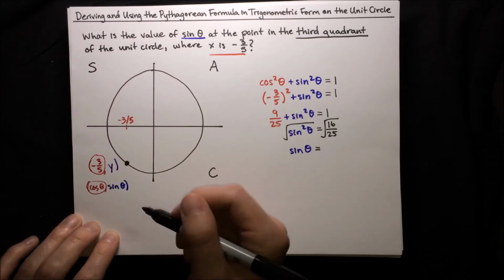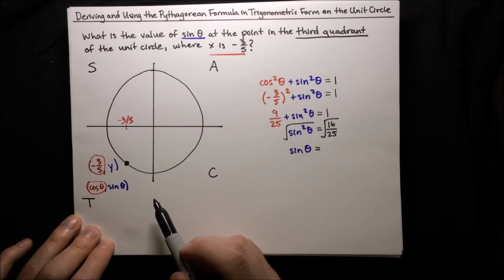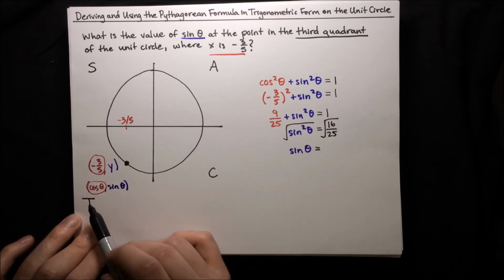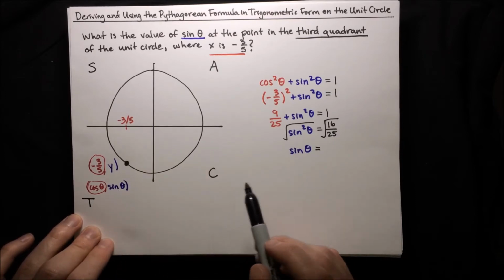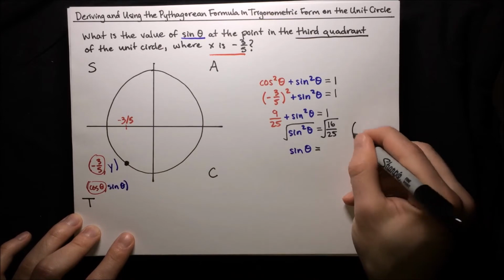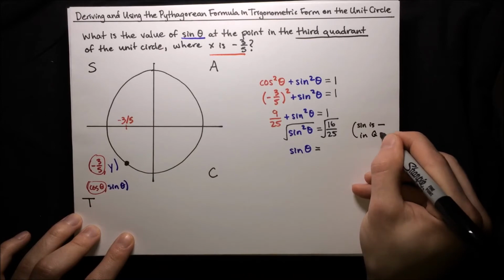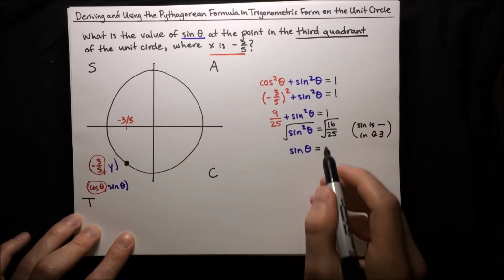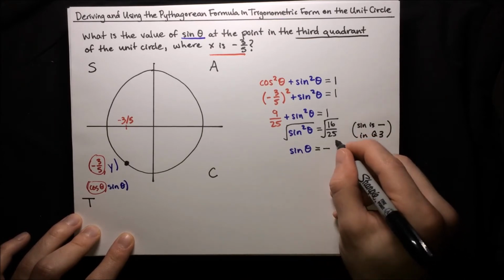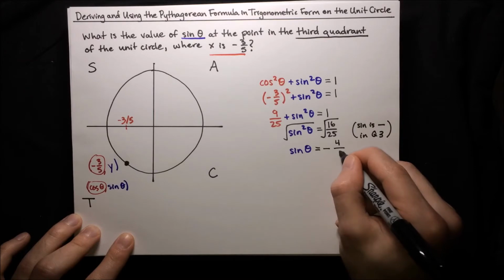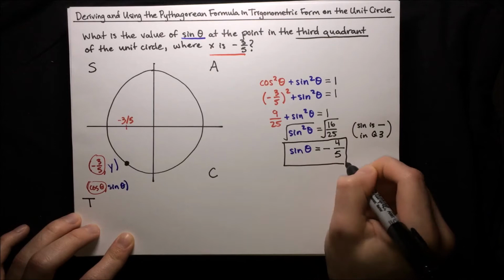Sine only is positive in this quadrant. And tangent only is positive in this quadrant. So since in this quadrant, tangent is the only trig function that's positive, that tells us that sine needs to be negative. So we're going to take the negative root. So let's say sine is negative in quadrant 3. So we take the negative root, so we'll put a negative in front of it, and we'll evaluate the root. Root 16 is just 4, and root 25 is just 5. So sine theta is negative 4/5.